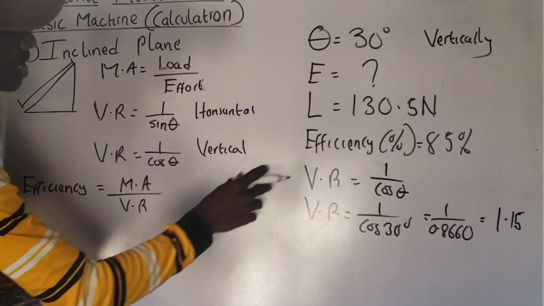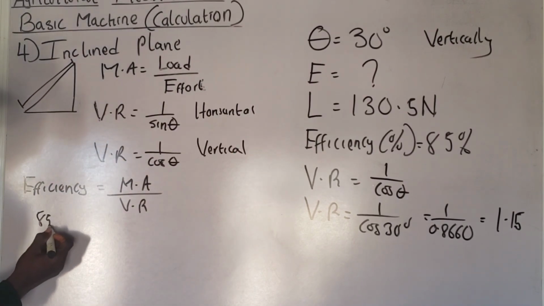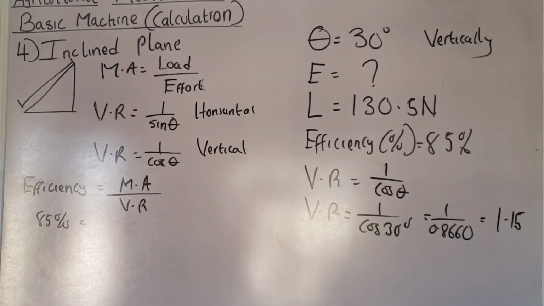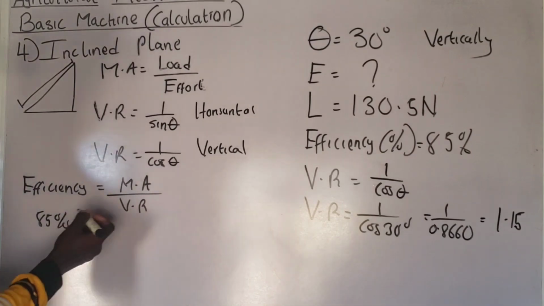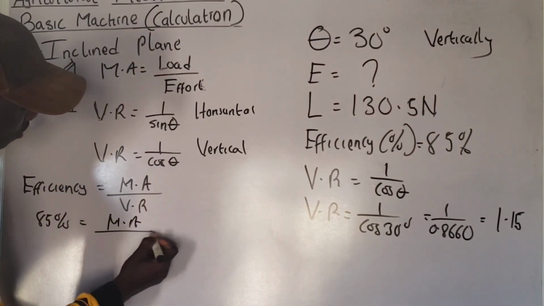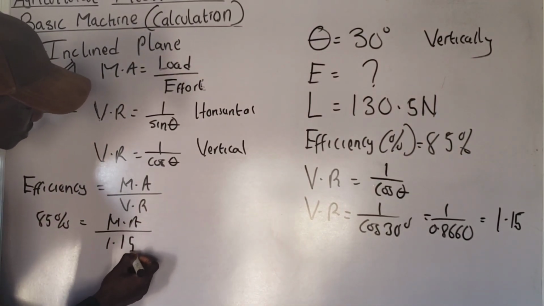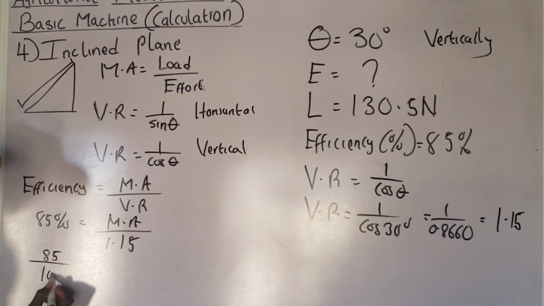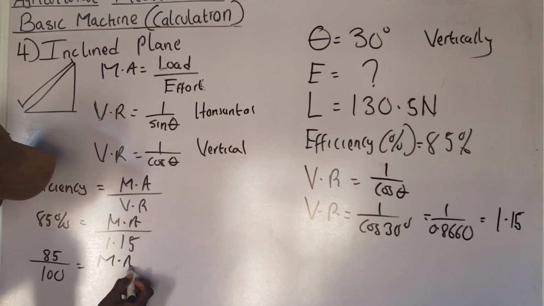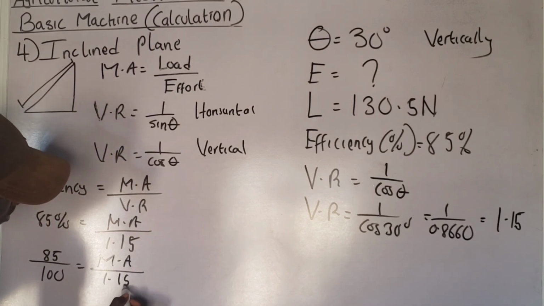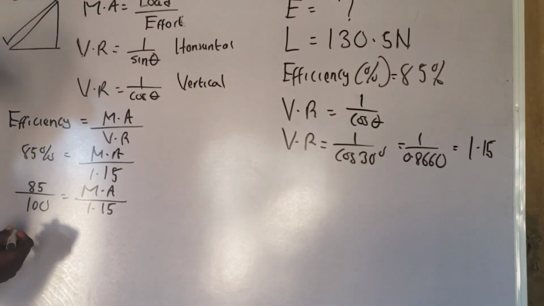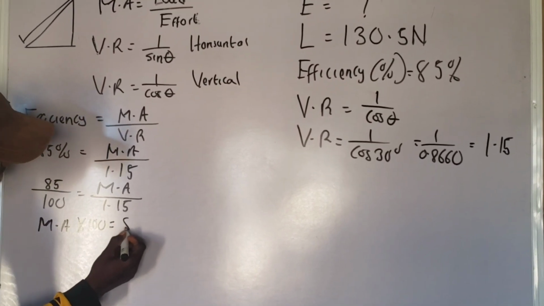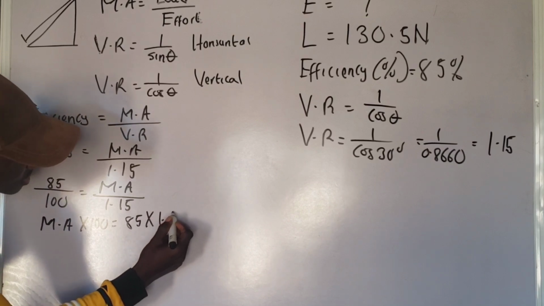Now, efficiency has been given at 85%. So I'm going to have 85% equals to mechanical advantage, which is what I want to determine, so I'm going to proceed as MA over 1.15. You understand? Efficiency is 85 all over 100 equals to mechanical advantage all over 1.15. Now take the cross products. I'm going to have mechanical advantage multiplied by 100 equals to 85 multiplied by 1.15.